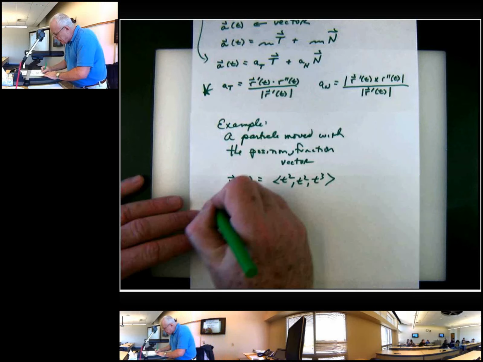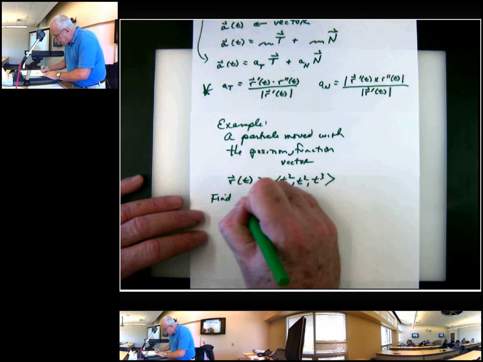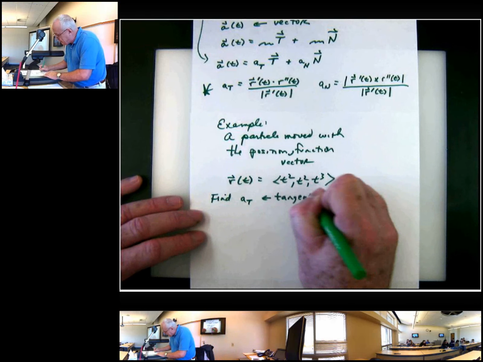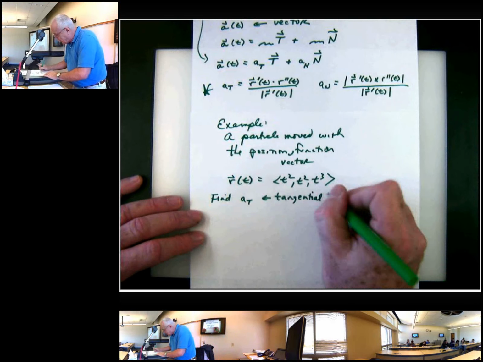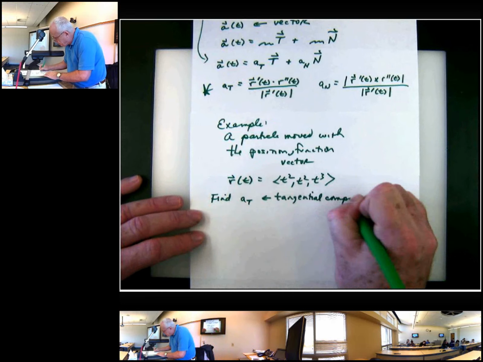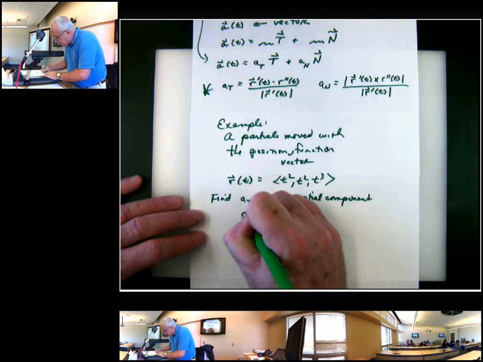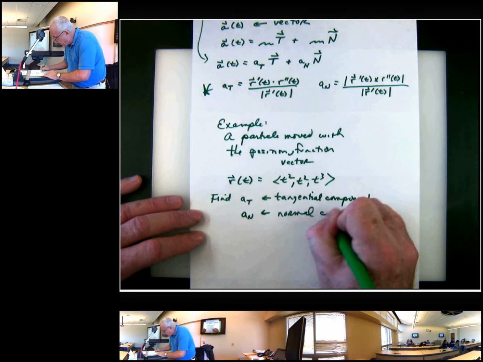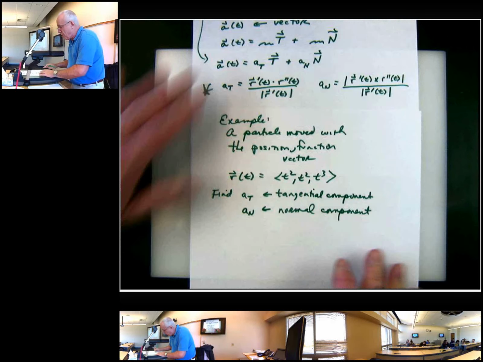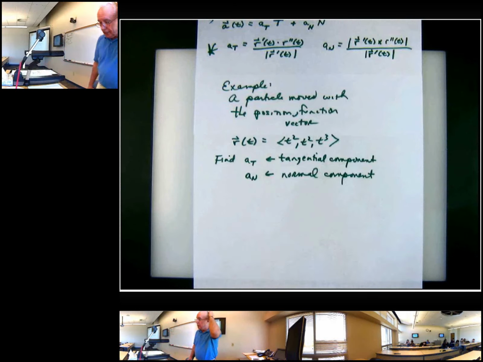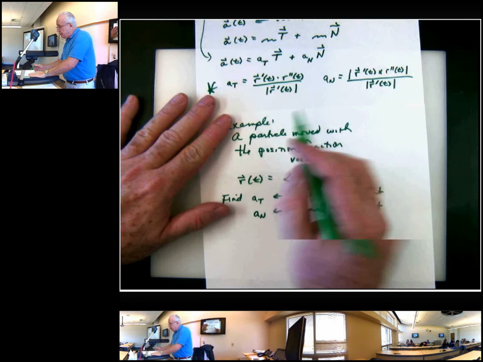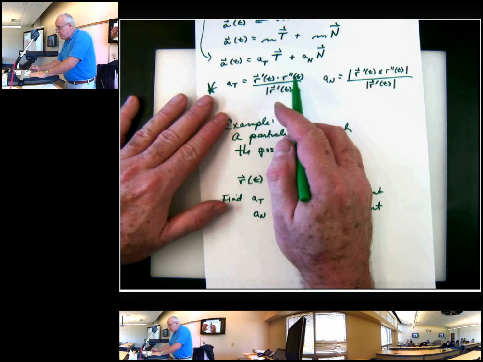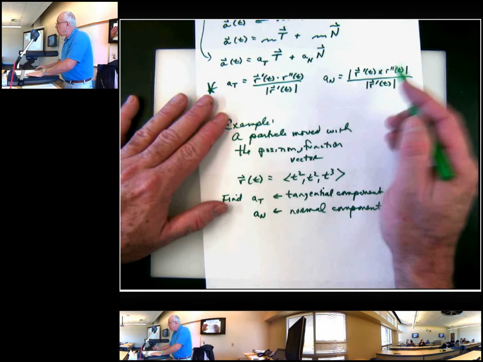What we are asked to find is a sub t, which is the tangential component, and a sub n, which is the normal component. All right, so we just use the formulas to get this. If we look at the formulas here, we have to get the derivative of the position vector, the second derivative of the position vector, and then a cross product.